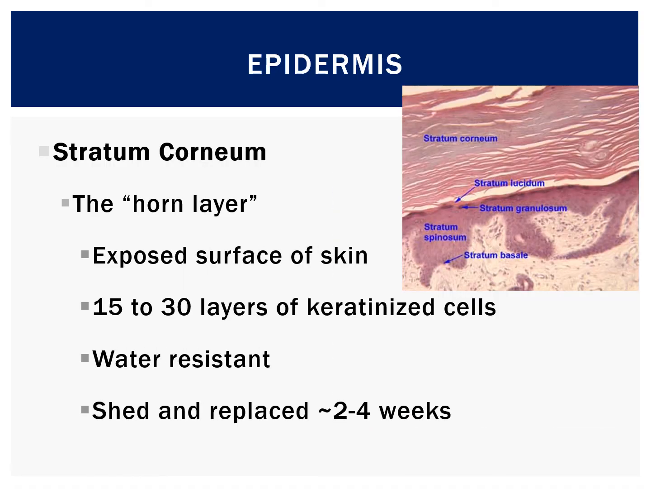And the top layer, or the top stratum, is stratum corneum, or the nickname for stratum corneum is the horn layer. This layer is exposed on the skin surface. It is the thickest stratum, which contains 15 to 30 layers of keratinized cells. And this stratum corneum is water resistant and it can shed and is replaced around 2 to 4 weeks depending on the individual.